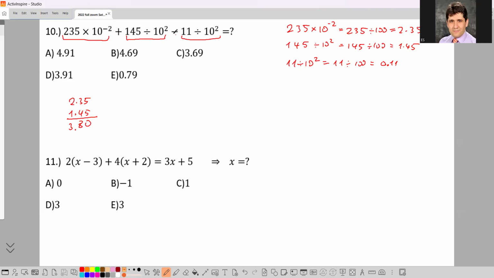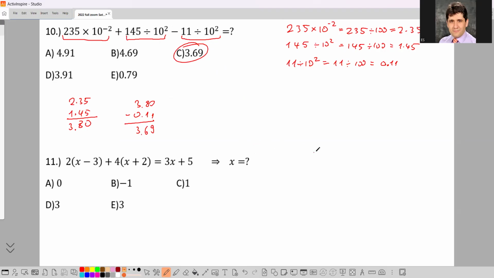And the second part is subtracting. So 3.80 minus 0.11, we get 3.69. Of course, you could have done this in one row. I wanted to separate it like this so you know which part came from where. Otherwise, you could have done it in one row, but it will be more difficult to follow it up.